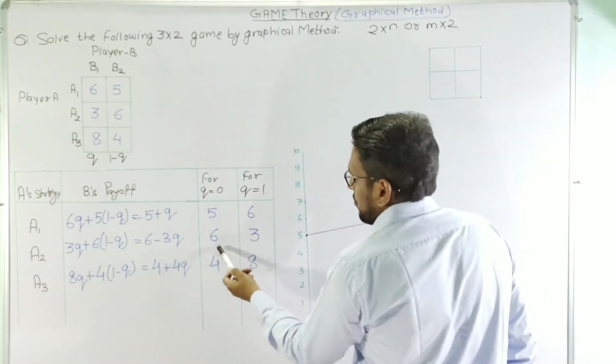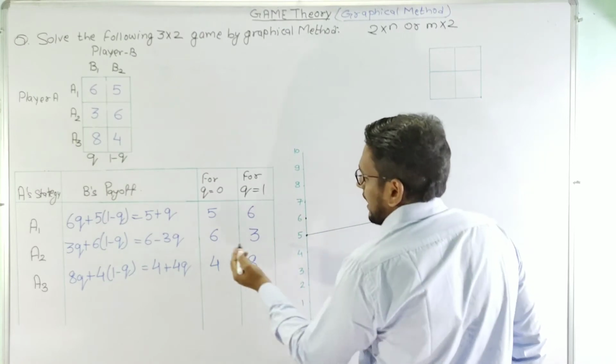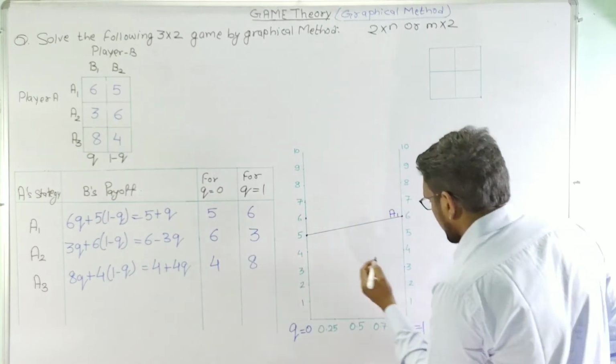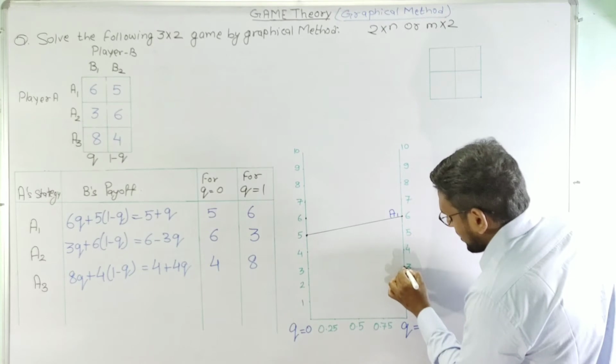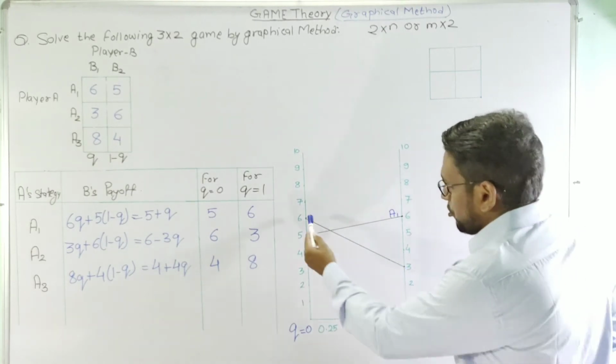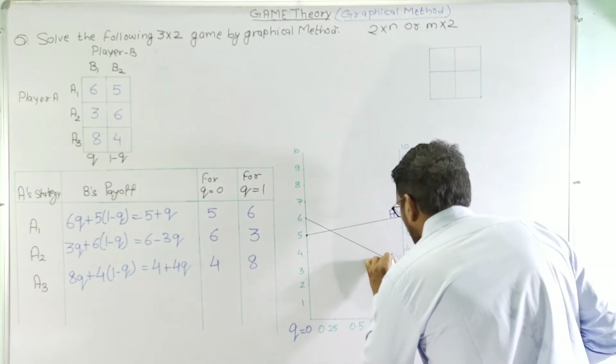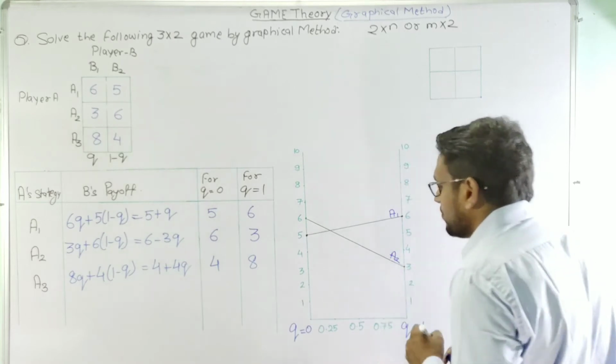Now moving on to strategy A2. At q equal to 0 we have value 6, and at q equal to 1 we have value 3. Now let us join these 2 points. Now we have joined these 2 points, and let us name this as strategy A2.